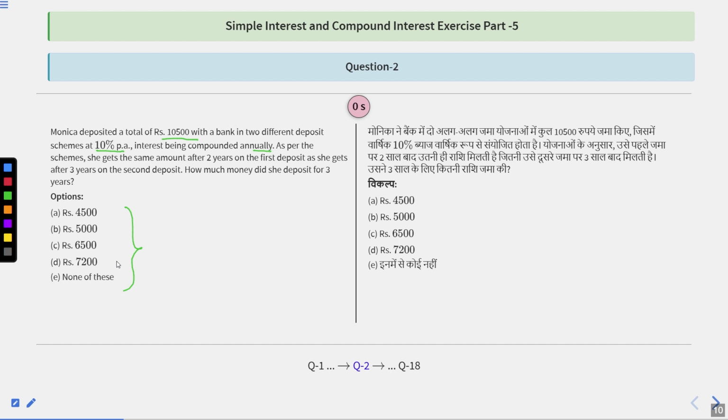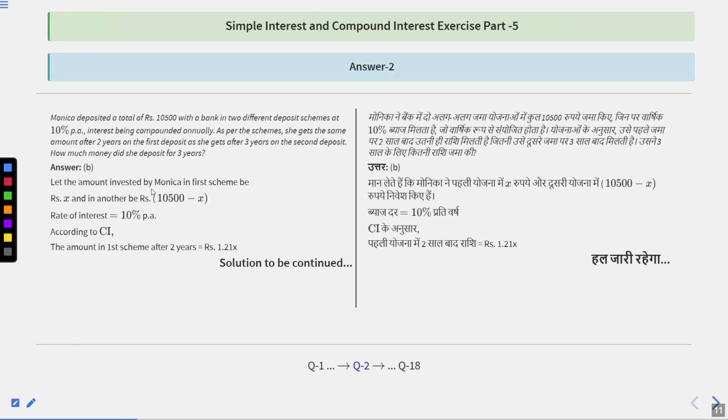Now time's up. Let's see the solution. Let the amount invested by Monica in the first scheme be X rupees. So the other would be 10,500 minus X. The rate of interest given is 10% per annum. Now according to compound interest, the amount in the first scheme after 2 years will be 1.21x.